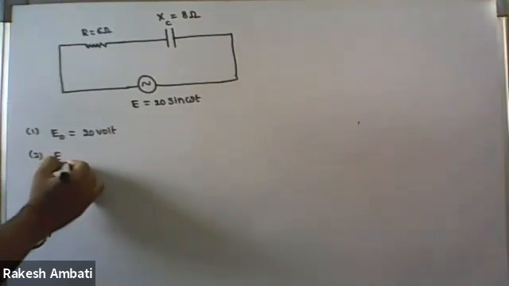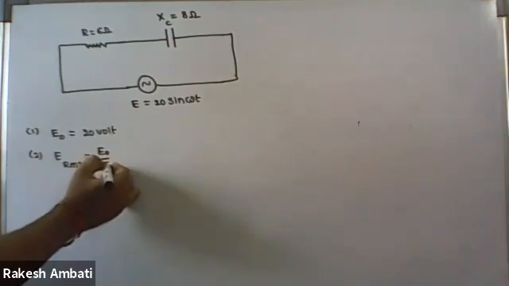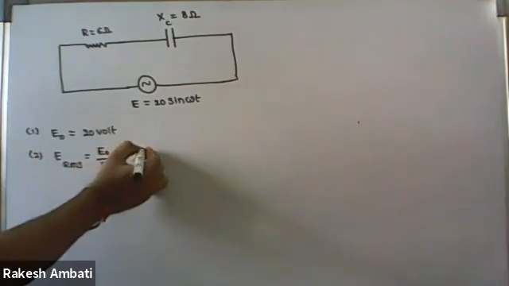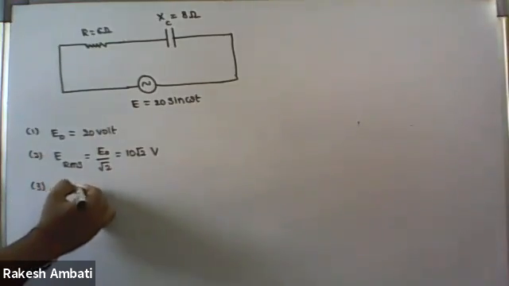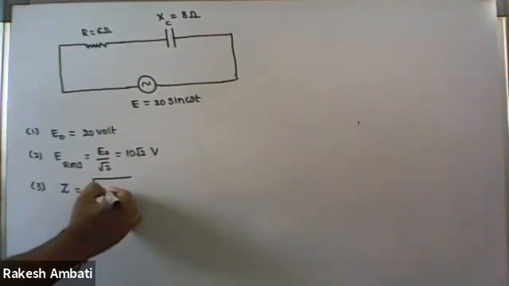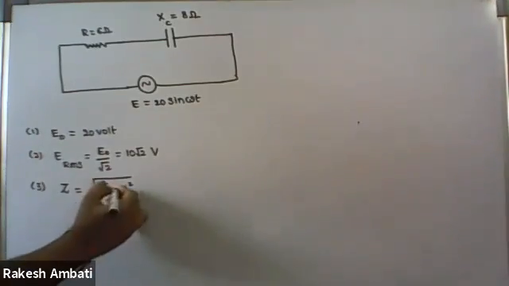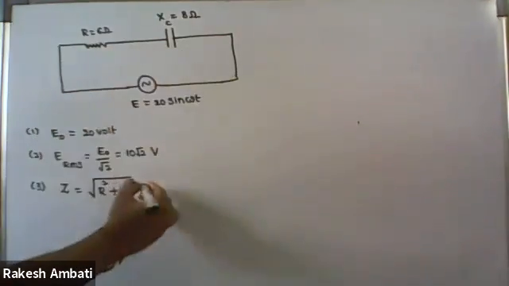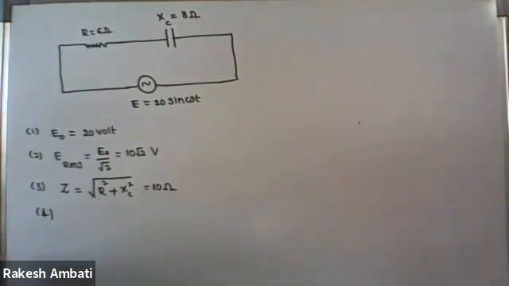The second question: what is the ERMS value? E naught upon root 2. So by simplifying, 10 root 2. Now third question: how to find Z, the impedance? It is a CR circuit, so impedance Z equals root over R square plus XC square. What is the impedance we get? 10 ohm.